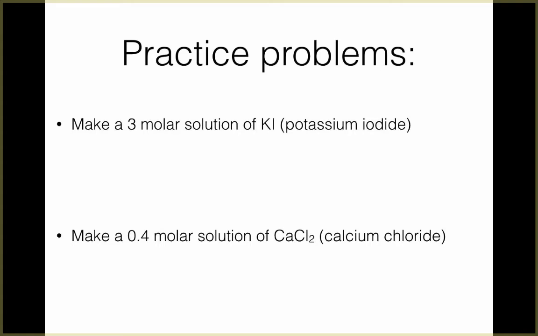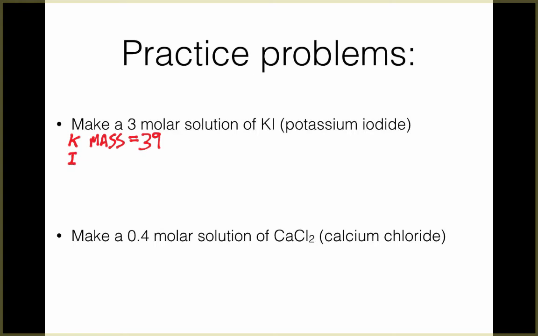First thing I would do for my first one here, to make the 3 molar solution of potassium iodide, figure out the mass of my atoms that I'm worried about. So let's do potassium first. Potassium's mass equals 39 units. Now, how did I know that? I went to the periodic table and I looked at the mass number, which is usually the bottom number on the block from the periodic table.